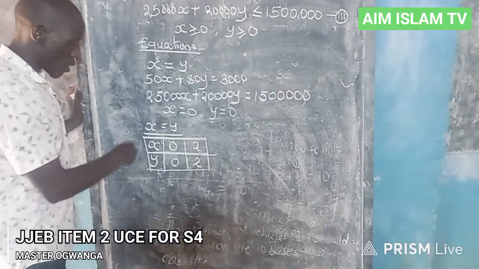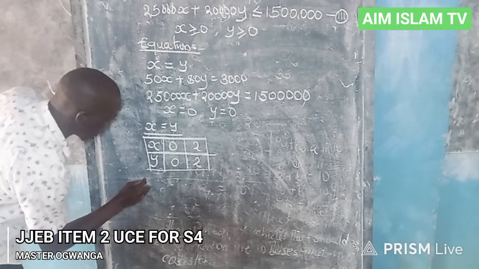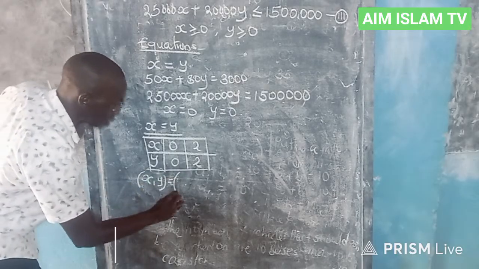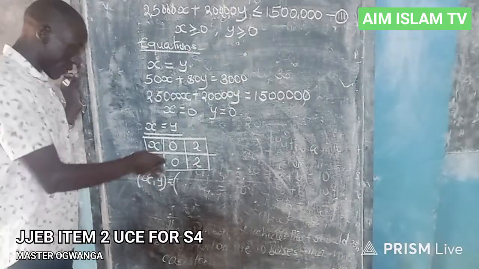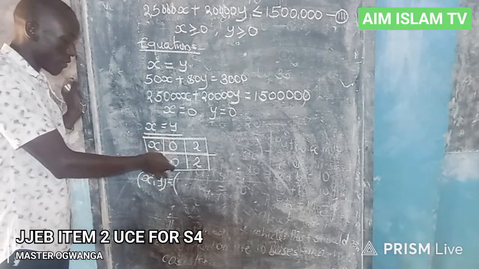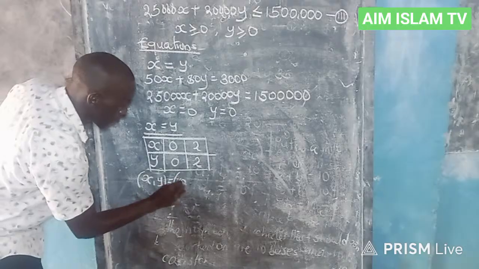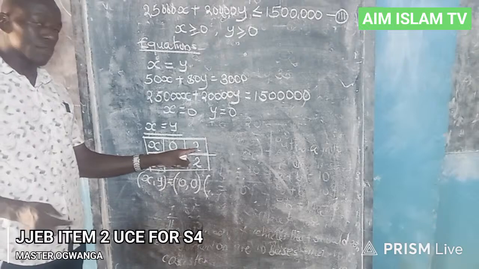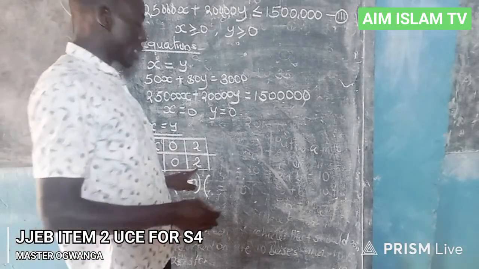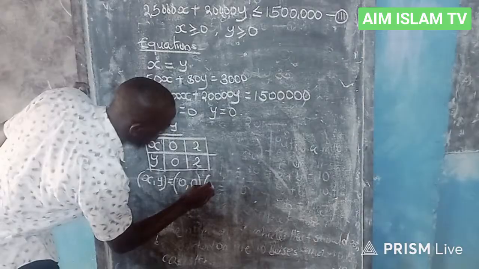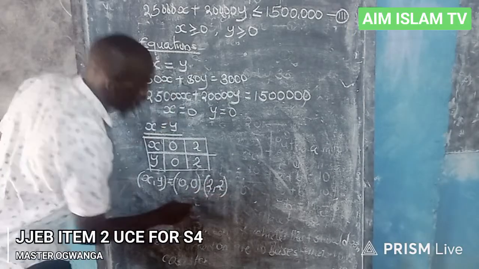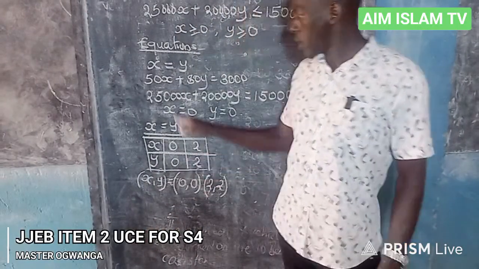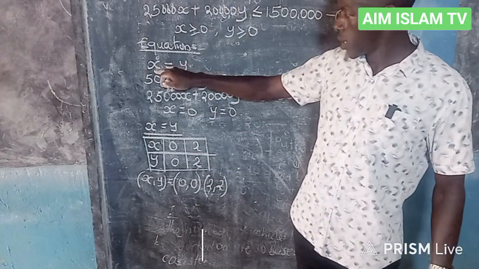Then I look at the points we have obtained. They should be arranged in terms of x and y. The first value of x is 0, and y is 0, so you have 0 and 0. Then the second value of x is 2, and y is the same, 2. These are the points we are going to use when we draw this line.